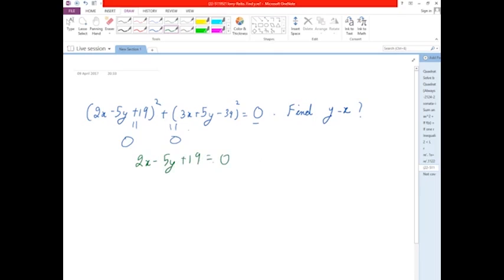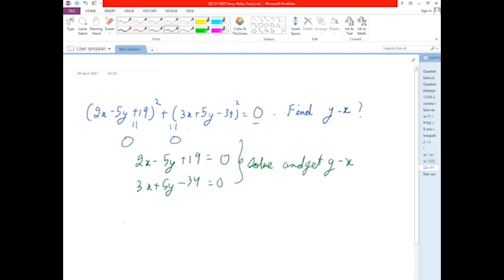2x minus 5y plus 19 equal to 0. 3x plus 5y minus 34 equal to 0. So you can solve these and get y minus x. Okay, solve for x and y, and then get y minus x.